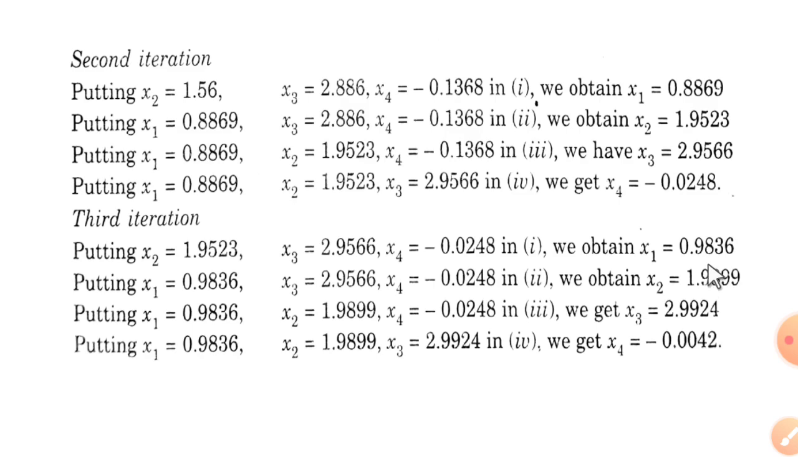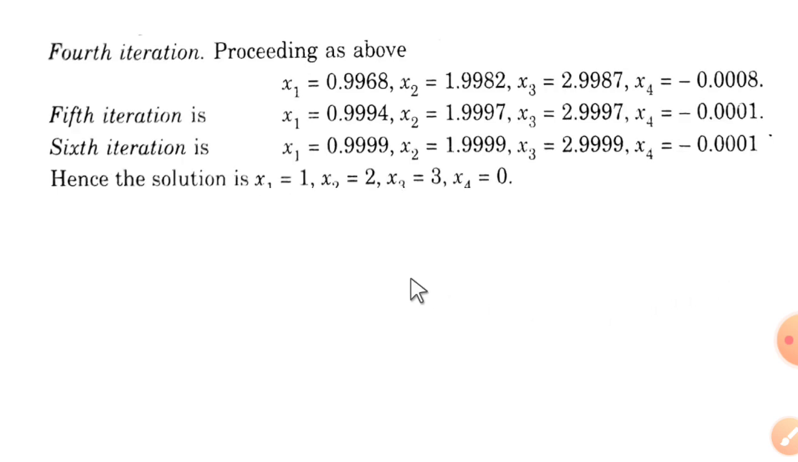There is also a change. So we adopt the fifth iteration. Doing the fifth iteration, you get x1 as 0.9994, x2 equal to 1.9997, x3 equal to 2.9997 and x4 equal to minus 0.0001. Now compare these values with the above given values.